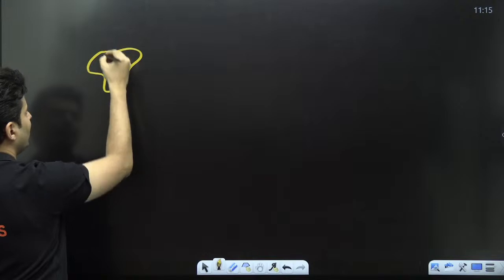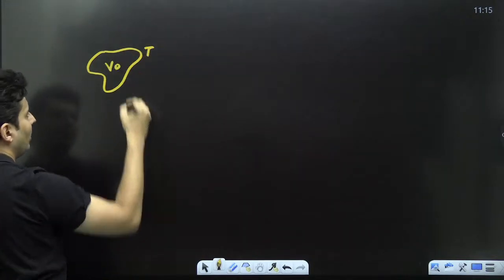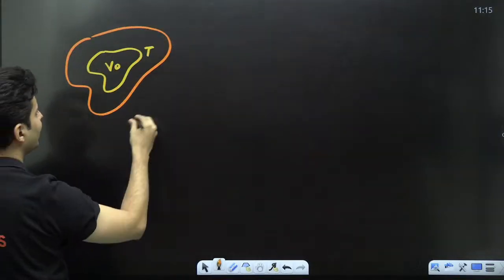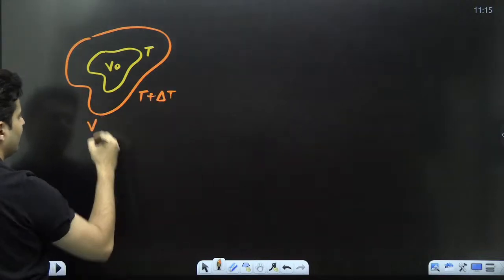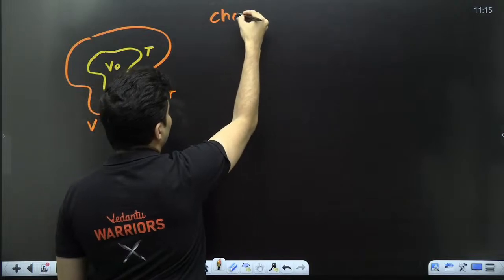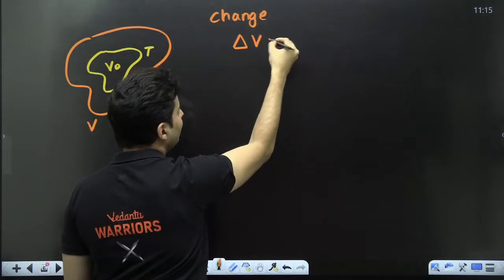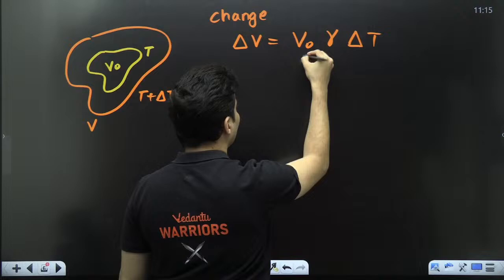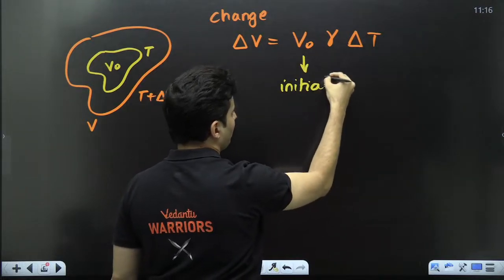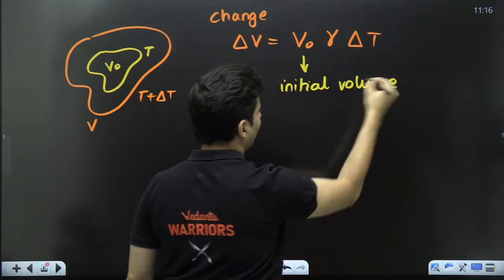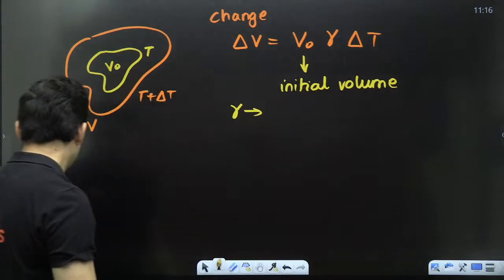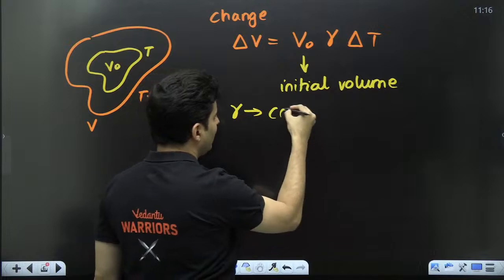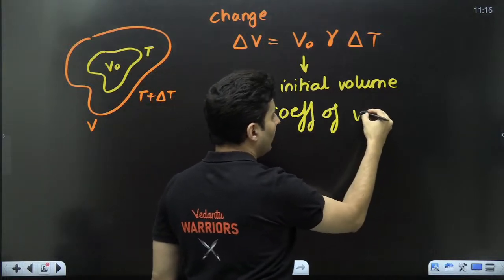Lastly, you have volume. So let's say you have some shape. This is at temperature T and it has some volume V0. But you heat it. So now the shape remains the same but the size increases. This is at T plus delta T. This is the final volume. Then the change in the volume, which is delta V, is given by original volume V0 gamma into delta T. V0 is nothing but your initial volume. And gamma, just like before, instead of coefficient of areal expansion, will be your coefficient of volume expansion.